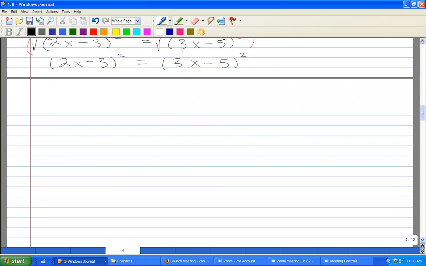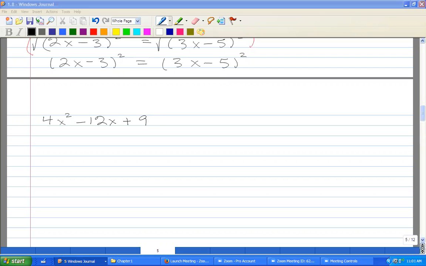And so let's square this. So I get 4x squared, by the special product formula, minus 2x times minus 3 times 2 is minus 12x, plus 3 squared is 9. Equals, again, this is one of the special product formulas, so it's a perfect square trinomial. And so this is just 9x squared minus 30x plus 25.